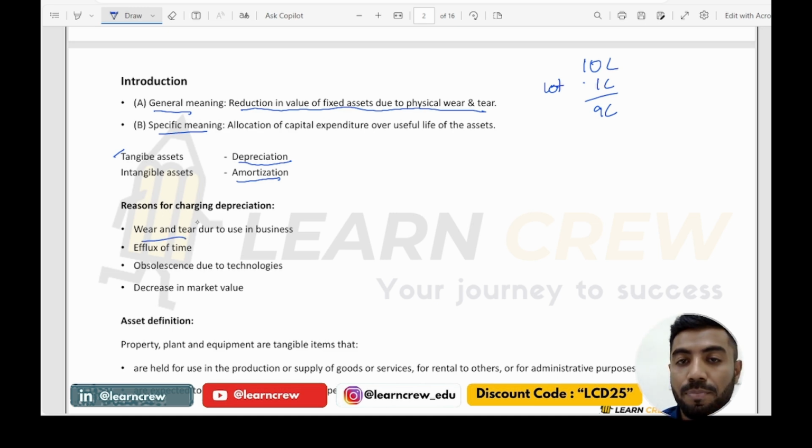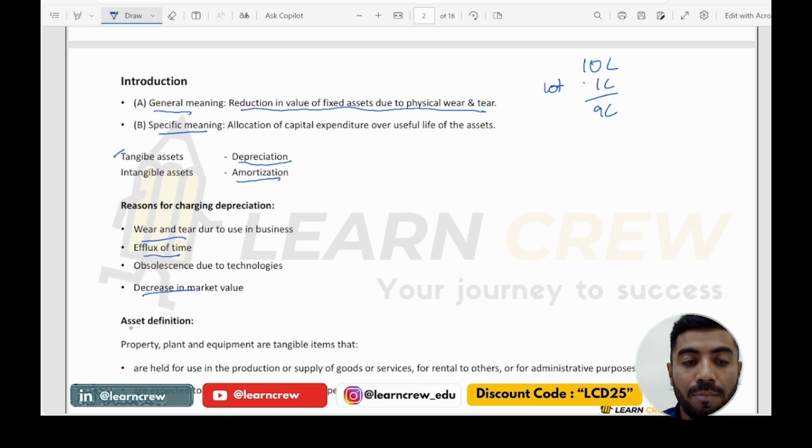One is the wear and tear. When we use assets in a business, there'll be wear and tear. That is one reason. Then effects of time. When time passes by, the value of the asset will be depreciating. Okay. Then obsolescence due to technologies. Due to advances in technology, the value of the asset which we have will be reduced. Okay. And decrease in the market value. This is also one of the reasons for charging depreciation.